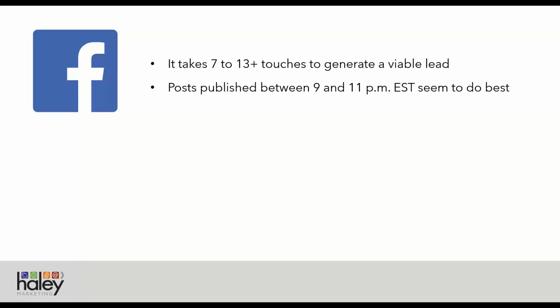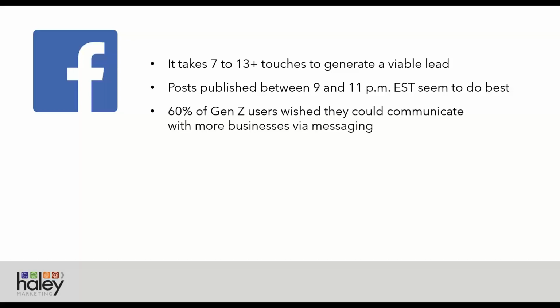The best time to publish appears to be between 9 and 11 p.m. Eastern time, but it only seems to be the best because as soon as you publish at the best time, everybody starts posting at that time and it no longer is the best time because there's too much noise. So you want to be testing different hours of the day to do your Facebook sharing.